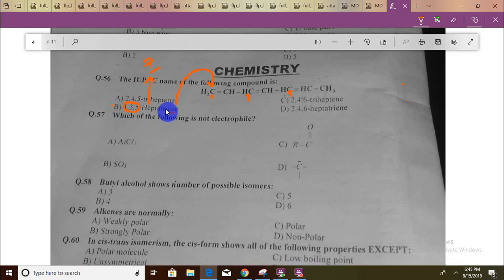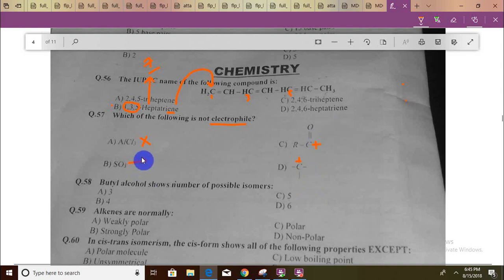So which of the following is not an electrophile? An electrophile is an electron deficient species. AlCl3 is indeed electron deficient. Its octet is not complete. This appears to be CH3. I'm not all that clear because it's not visible, but it's probably this way. In both cases, these are electron deficient species. This is an alkyl group, whereas this is an acyl group.